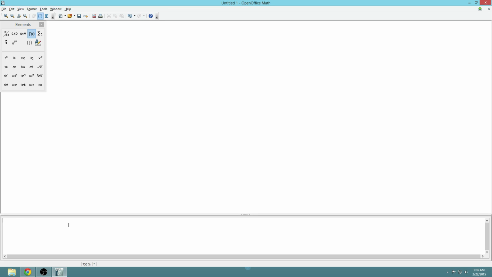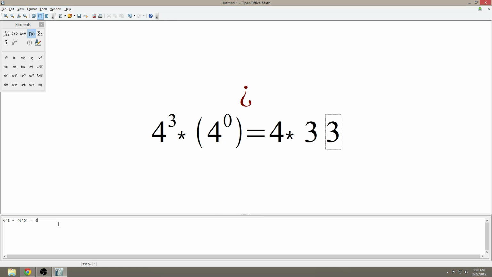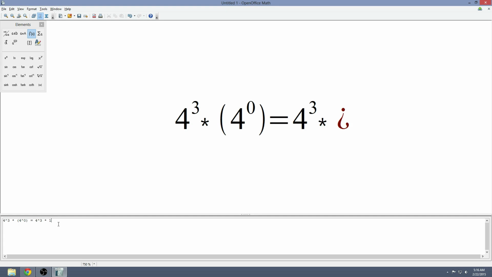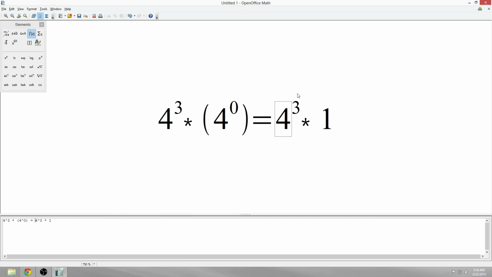So we have it equal to 1, so that if 4 to the third times 4 to the 0, if this section was equal to 1, then it would end up equaling 4 to the third times 1, which doesn't disrupt the equation, because any number multiplied by 1 is the same. So this is why we have this rule.